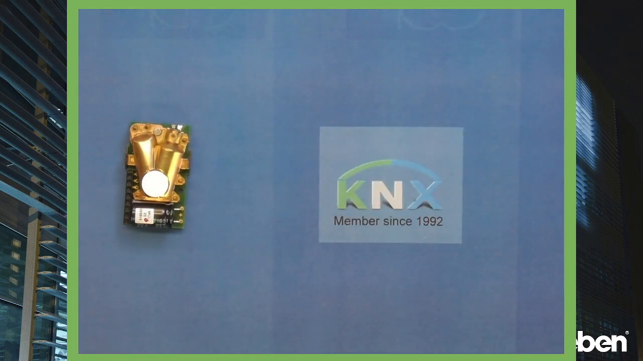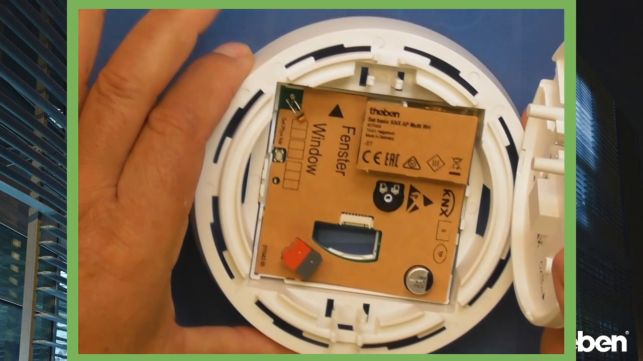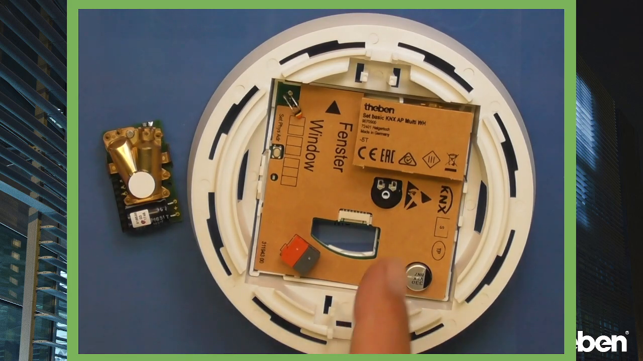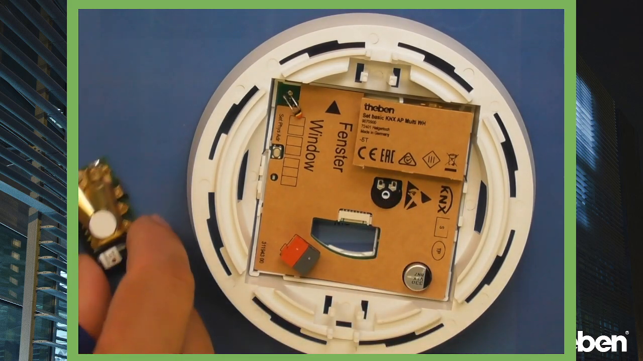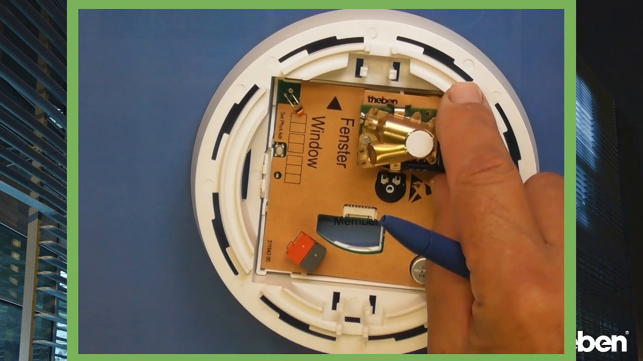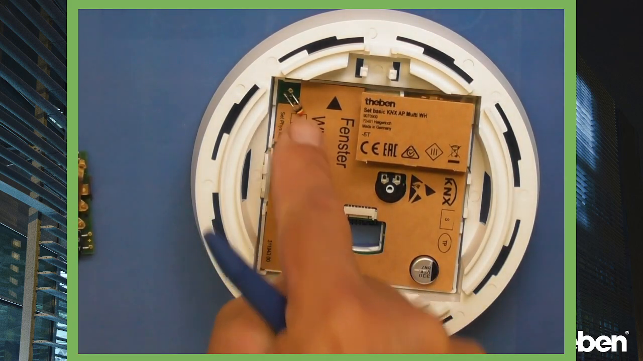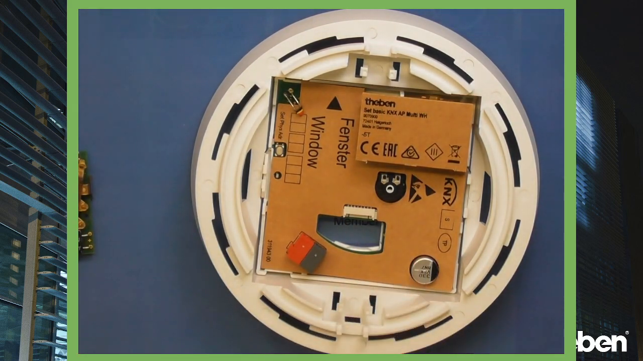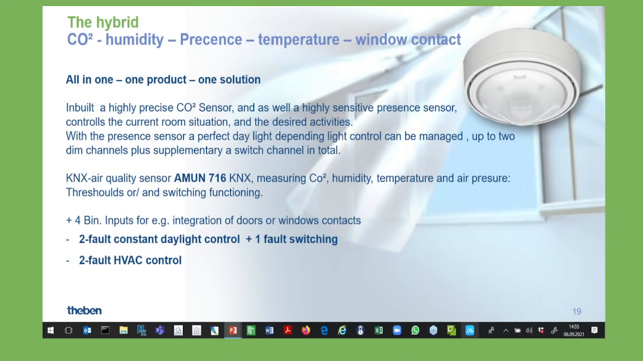Give me just a second to open. Then we have here, just as an example, the CO2 sensor. Underneath is exactly this tube measuring the CO2 and the temperature, and down there we measure, for instance, the humidity. So this is how it looks, and that means this is the all-in-one solution.